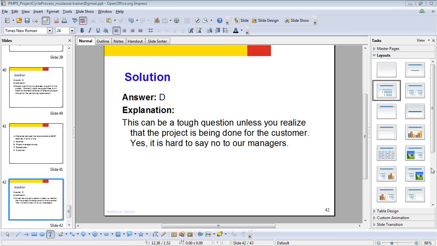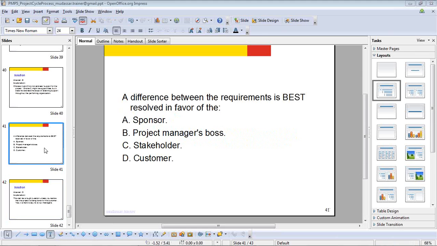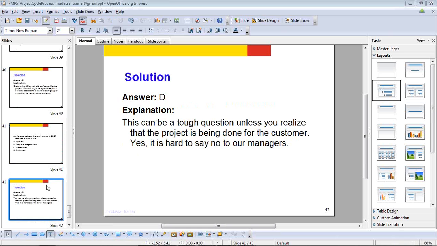Okay, so I hope this also clarifies why customer is the right answer. It's more of a FAQ kind of thing. So just keep in mind it's the customer, not the stakeholder, not the sponsor, not the project manager's boss. It's the customer. That's the primary thing. Okay, Subodh, is that clear for you? Cool.